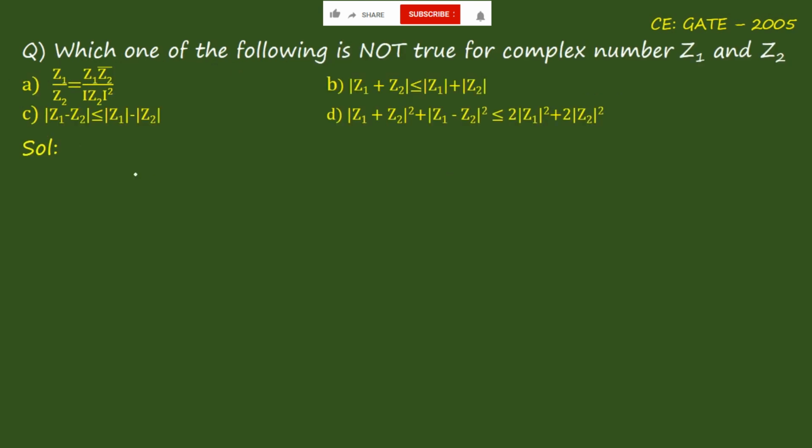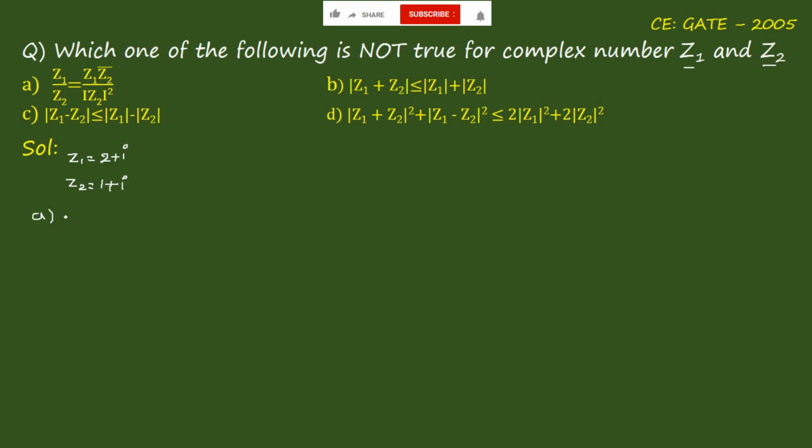Now, next question. The question is: which of the following is not true for the complex numbers z1 and z2? Now we'll go through the options. Consider z1 = 2 + i and z2 = 1 + i.